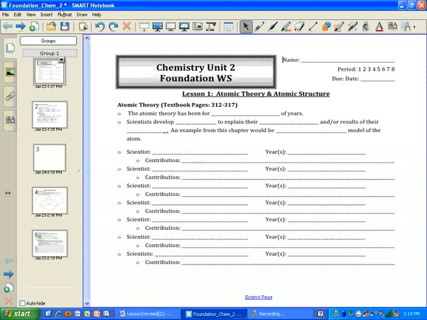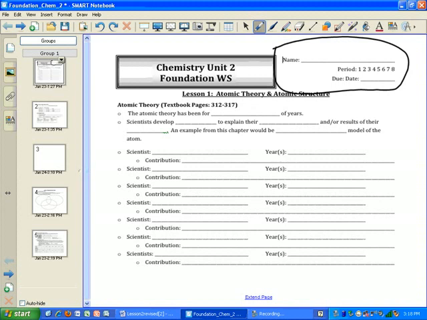Hello class. Today we're going to be working on your primer worksheet, lesson 1. This is part of the chemistry unit 2 foundation worksheet on your framework. First of all, don't forget to write your name, your period number, and your due date up in the right hand corner. We're going to be going over the atomic theory and atomic structure.